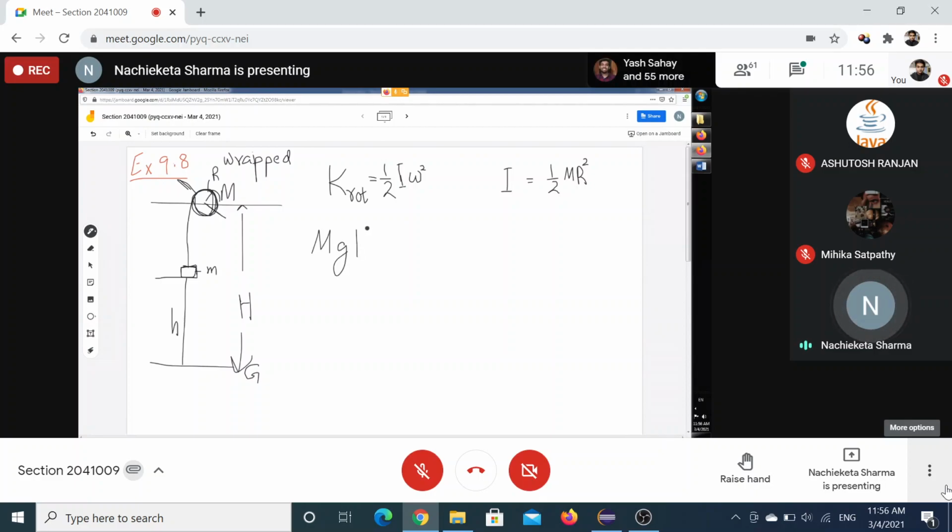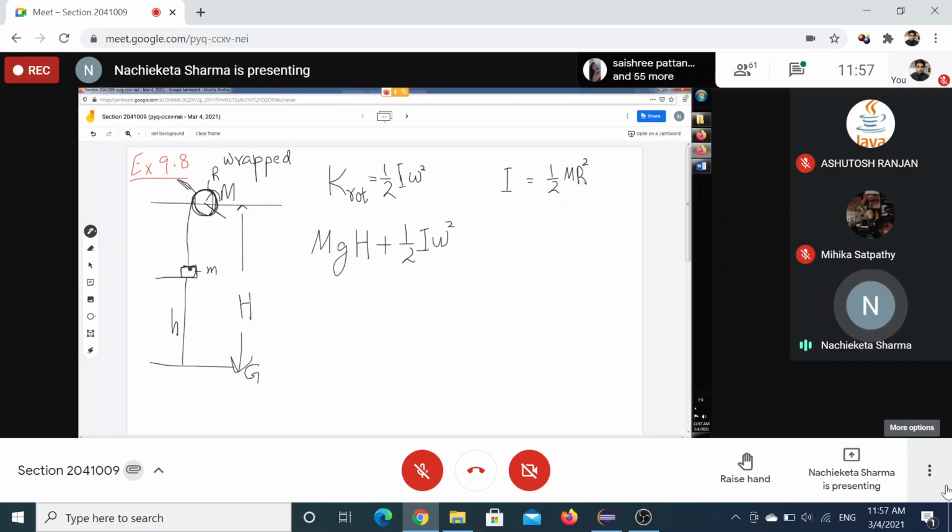What will be its translational kinetic energy? Zero, because it is fixed. So what will be its rotational kinetic energy? Only half I omega square. So I will write half I omega square. This is all about the big cylinder.